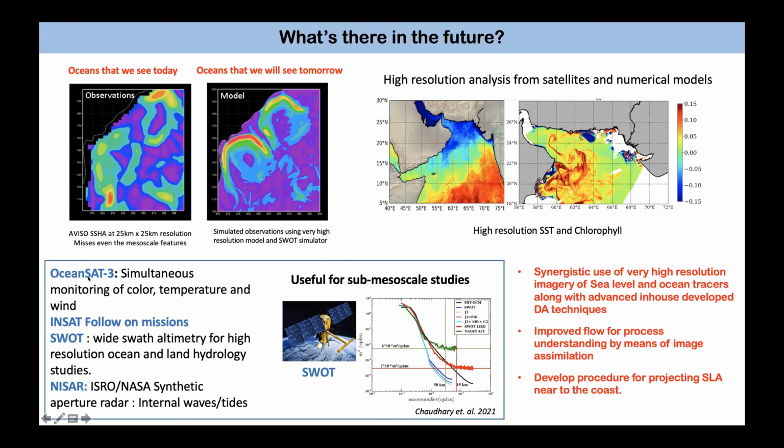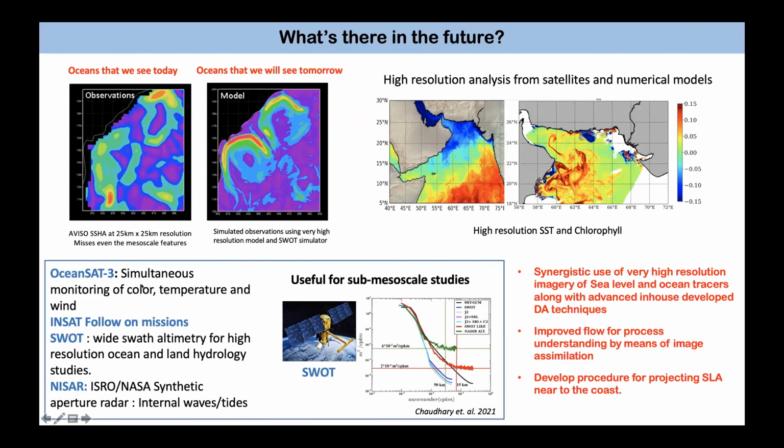Similarly, the OceanSat-3 mission, which is an in-house mission, will be providing very high resolution ocean color, ocean surface temperature, and wind vector, all simultaneously from a single platform. These will be available in the next one year time frame. Then we will have the INSAT follow-on mission, which will be giving various geophysical parameters.